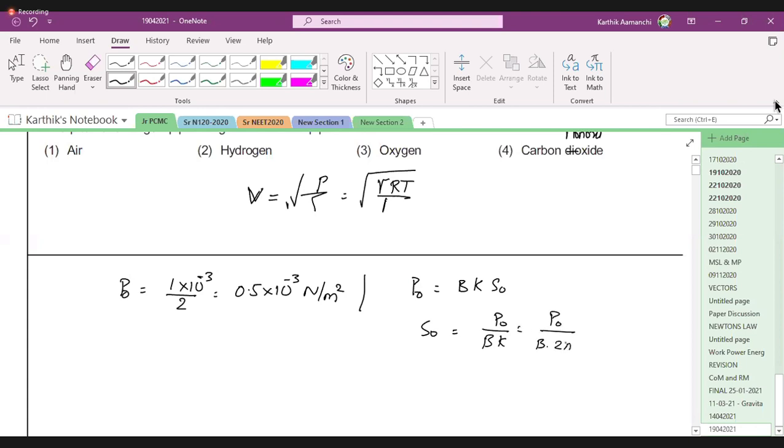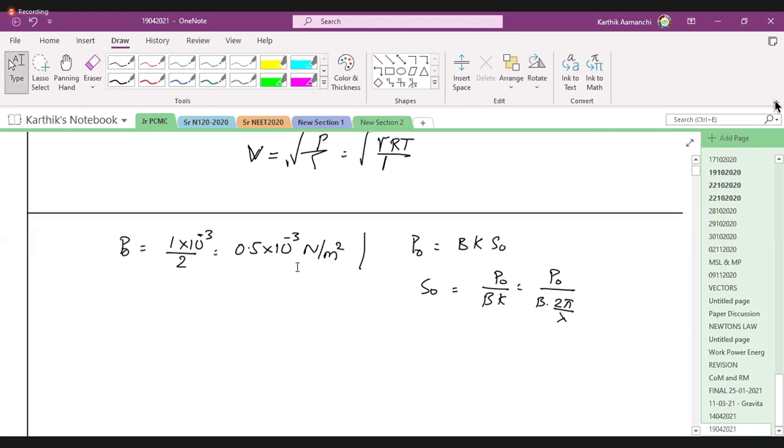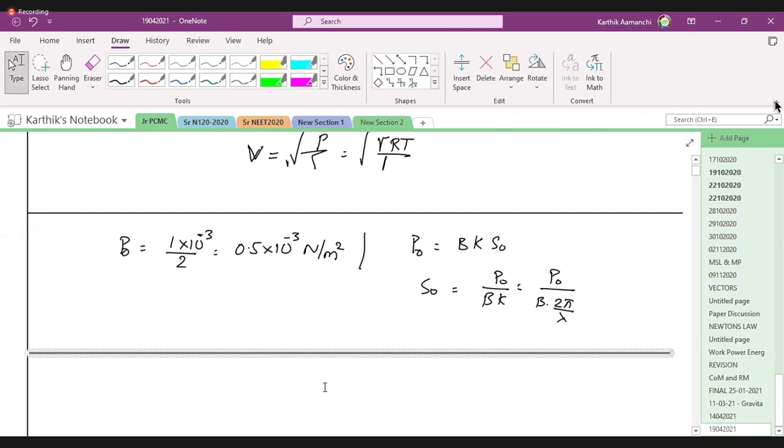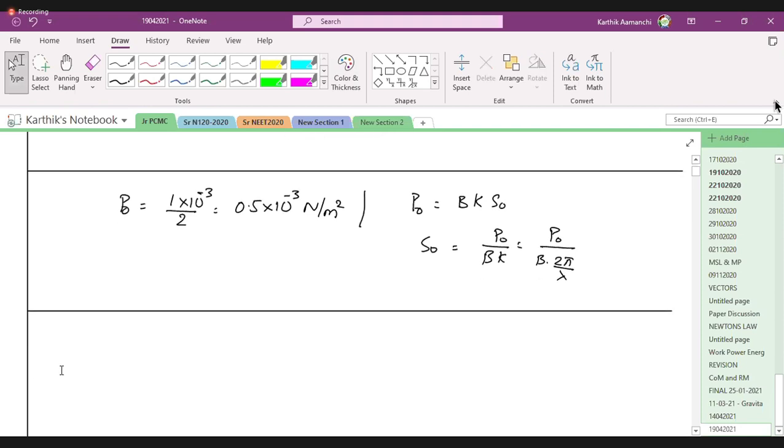Yes, sir. 1.2. This is your formula. So when we solved this question, we got confused with S naught and amplitude. When we solved the question in school, sir, we completely forgot that S naught was the amplitude.